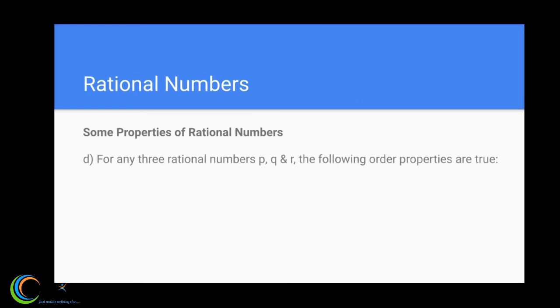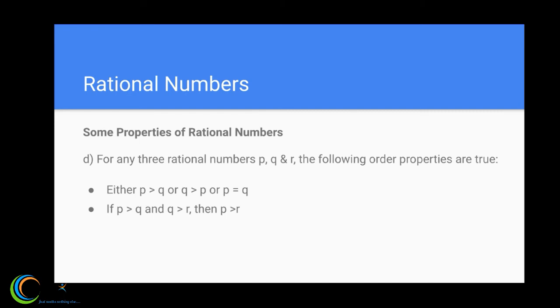Next, the last property. For any three rational numbers p, q and r, the following properties are true. In that first one, either p is greater than q or q is greater than p or p is equal to q. That means the numerator can be greater than denominator or denominator can be greater than numerator, or both can be equal to each other.